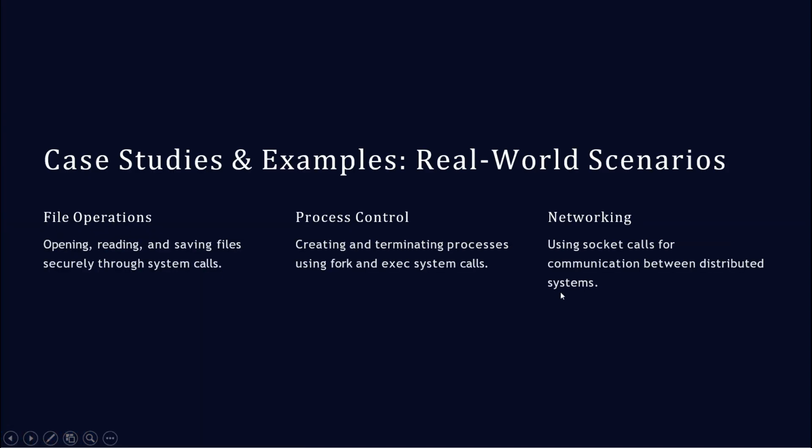Next is case studies and examples: real world scenarios, file operations, process control and networking. Example of file operation: opening a file, reading a file, saving files securely through the system calls. Process control: creating and terminating processes using fork and exit system calls. Next is networking: using socket calls for communication between distributed systems.